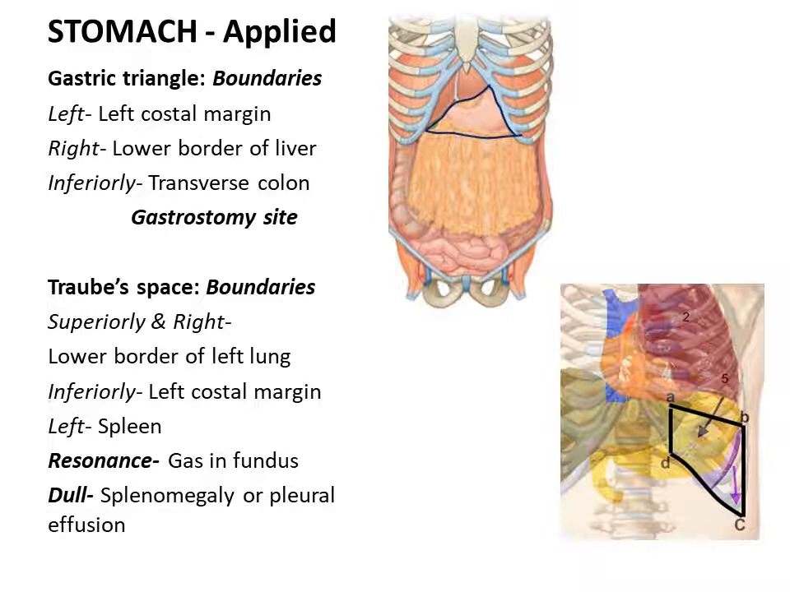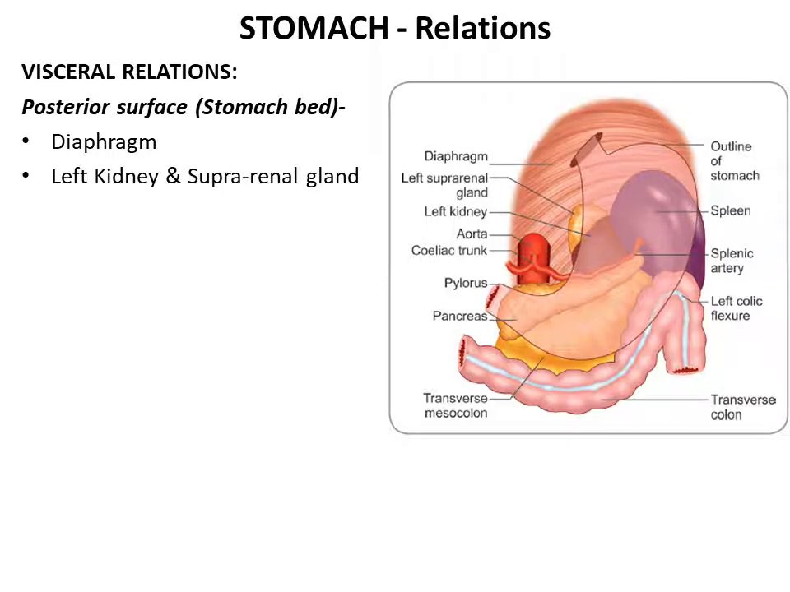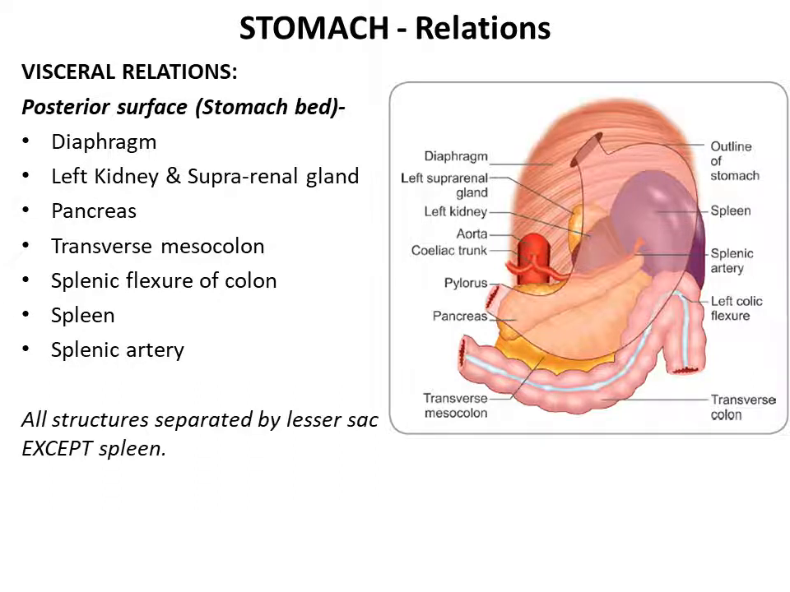or a pleural effusion. The posterior surface of the stomach is related to a number of structures which are collectively called the stomach bed. These structures are the diaphragm, the left kidney and suprarenal gland, the pancreas, transverse mesocolon, splenic flexure of the colon, spleen, and the splenic artery. All the structures which form the stomach bed are separated from the stomach by the lesser sac of peritoneum except for the spleen, which is separated from the stomach by the greater sac.